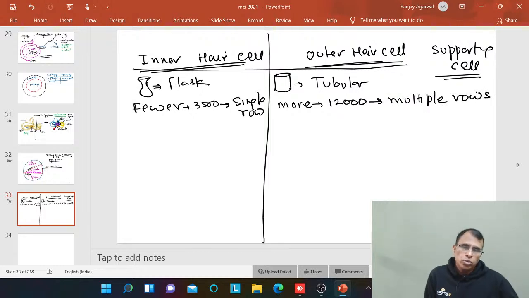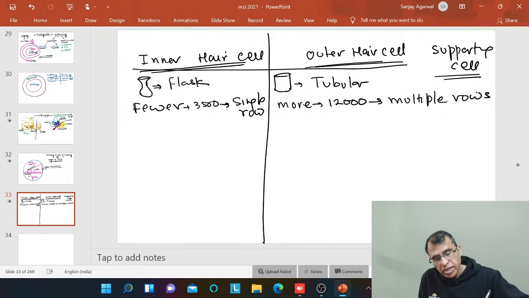So, outer hair cells are more, nearly 12,000, and they can be fitted only in multiple rows, unlike inner, which are 3500, much lesser, and they can be fitted in a single line, in a single row. Now comes the two most important differences they ask in the exam. All this is not important. Now comes the two important ones.